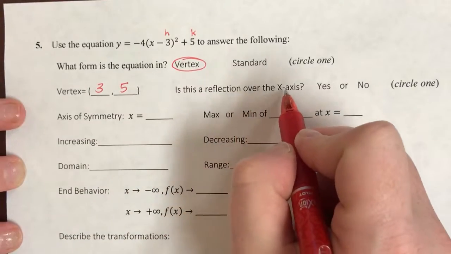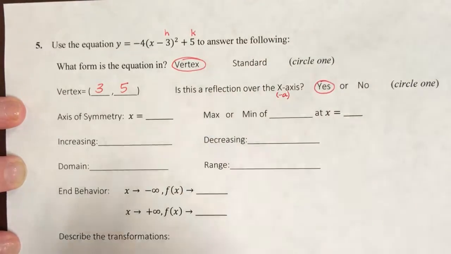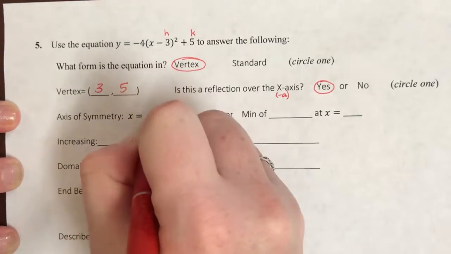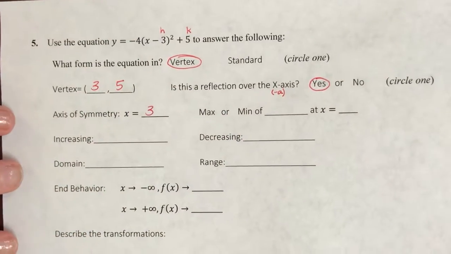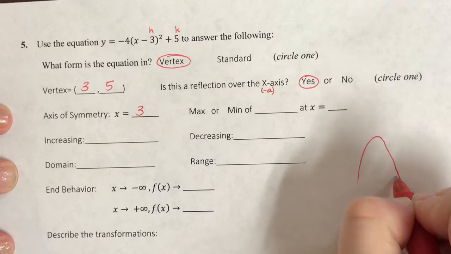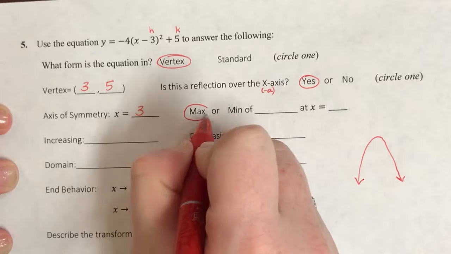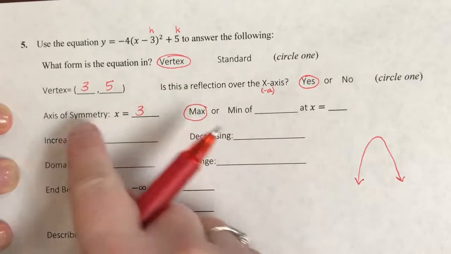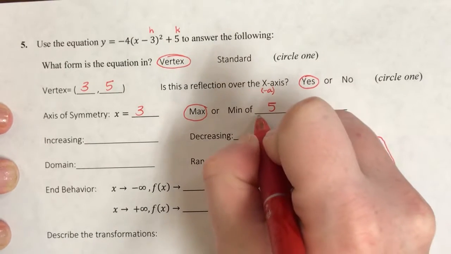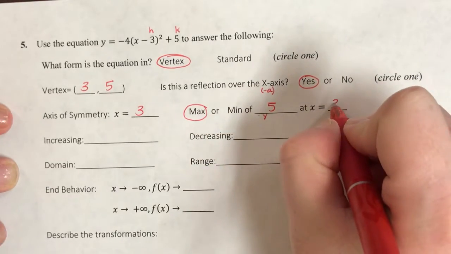Is this a reflection over the x-axis? Yes, because there's a -a value. The axis of symmetry is always x equals h, so our h is 3. Since it's a reflection, it will open down, which tells us we have a maximum value at the vertex. So remember, the maximum value is the y value, and then we can describe where it happens on the graph, which is at x equals 3.